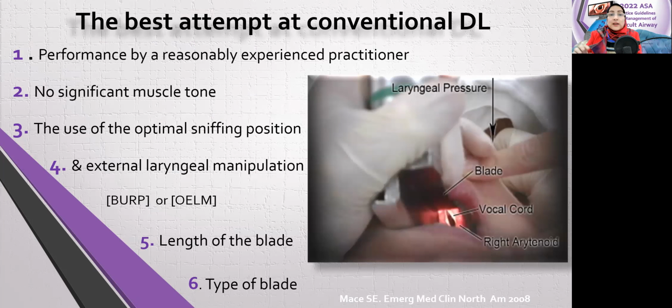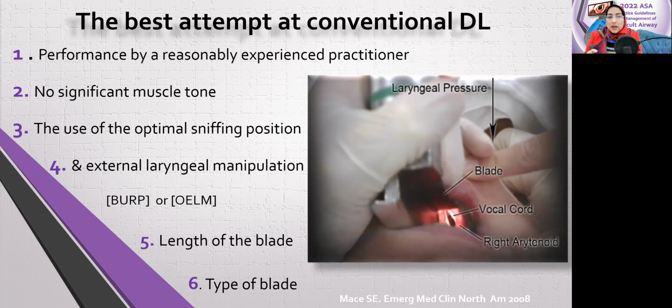To declare can't intubate, I have to give my patient the best attempt at conventional direct laryngoscopy. How to give the patient the best attempt for laryngoscopy? Best attempt for laryngoscopy is composed of 6 components. First, performed by a reasonably experienced practitioner. Second, no significant muscle tone. Your patient should be relaxed. You should use the optimal sniffing position as we mentioned before, and use optimal external laryngeal manipulation.